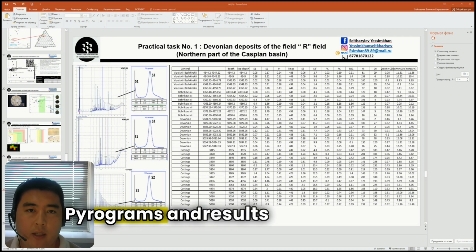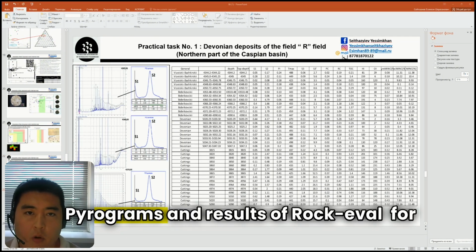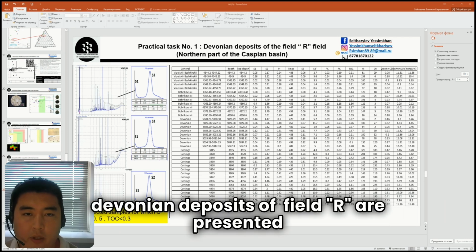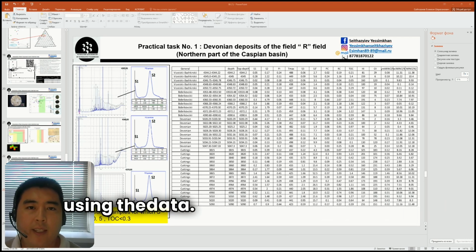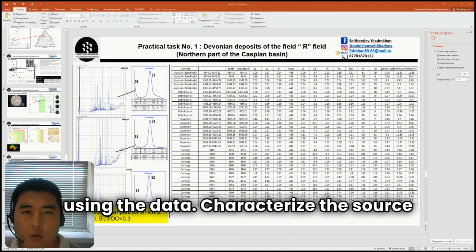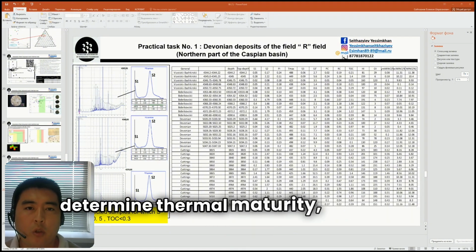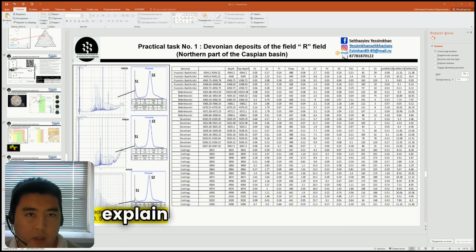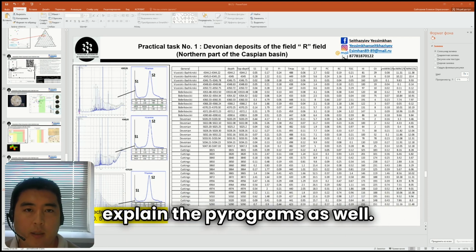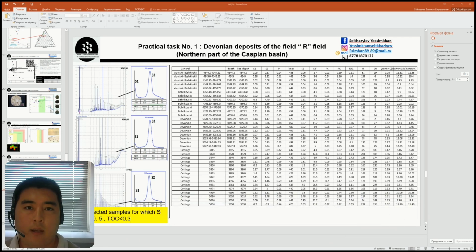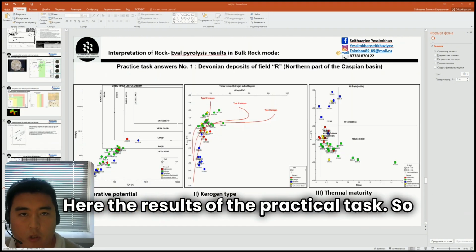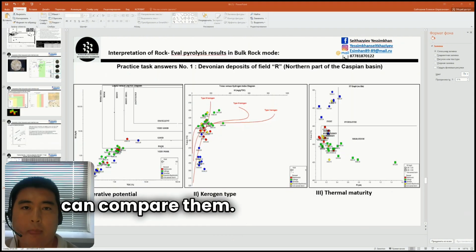Pyrograms and the results of Rock-Eval pyrolysis for Devonian deposits of field R are presented. Using the data, characterize the source rocks, determine thermal maturity, generative potential, kerogen type, and explain the pyrograms as well. Here are the results of the practical task, so you can compare them.